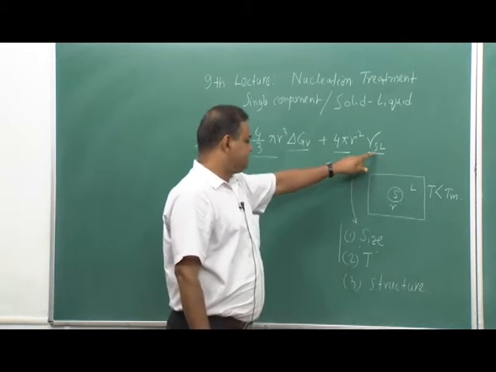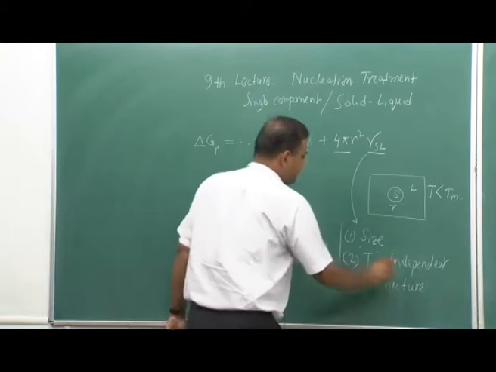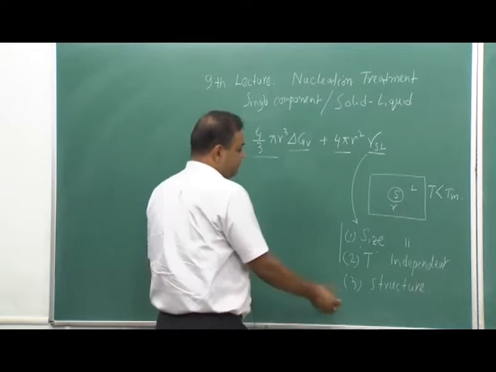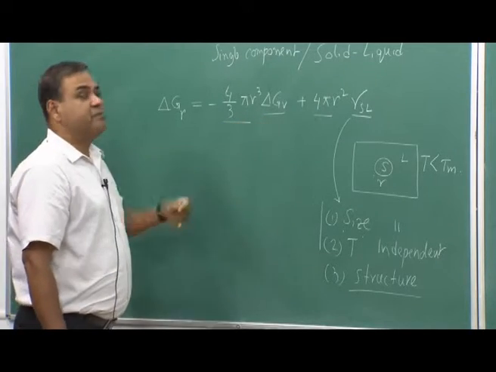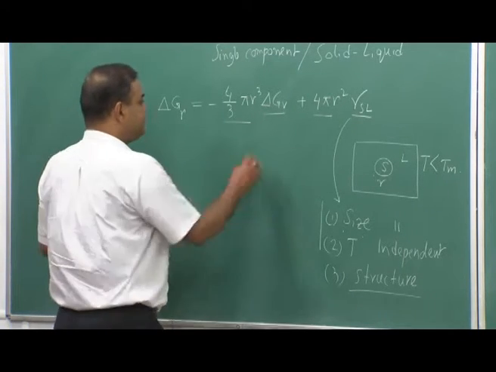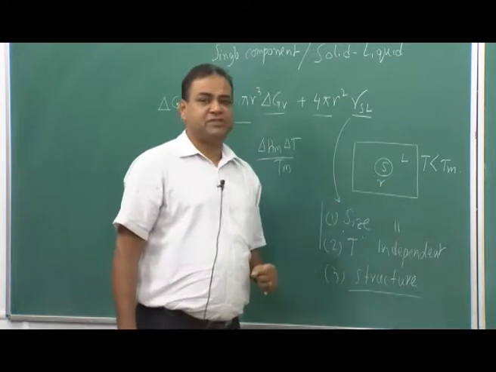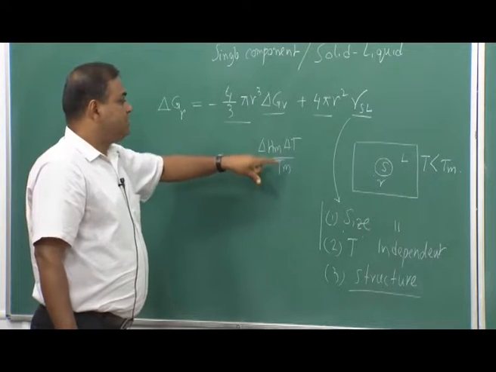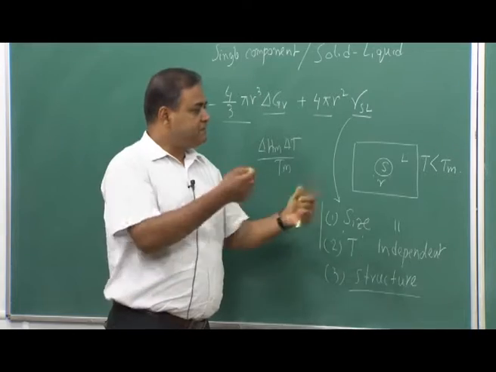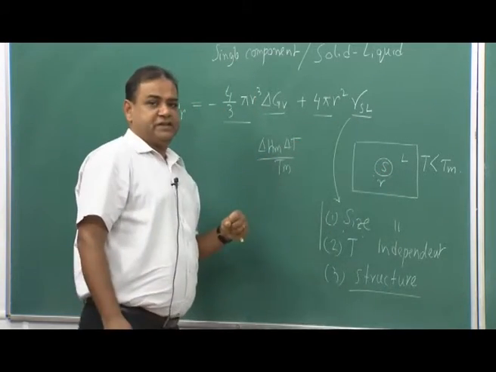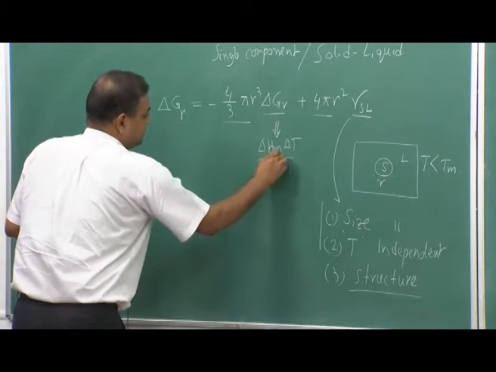Now, we assume that this is independent of temperature, and in the beginning we are not considering any structure effect. But del G V does depend on temperature, because we have seen that the relation of del G V is del H m del T by T m. Since we are considering a particular temperature, this does not vary, and since we consider it independent of size, even if this particular sphere grows or decreases, this does not change. In addition, it does not vary with temperature, so it is a constant term. This is the expression for del G V.